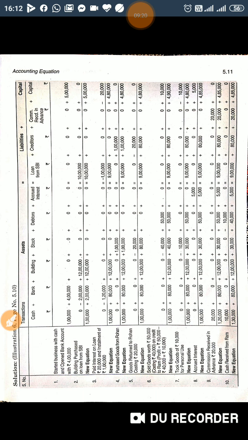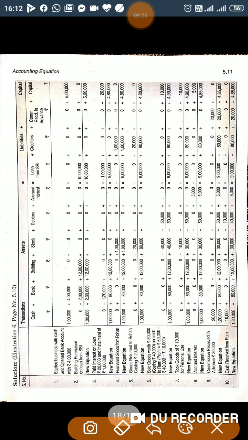Now commission received in advance. Cash is involved, 20,000 will be added to the cash, and 20,000 as a liability should be added individually in the name of commission received in advance.